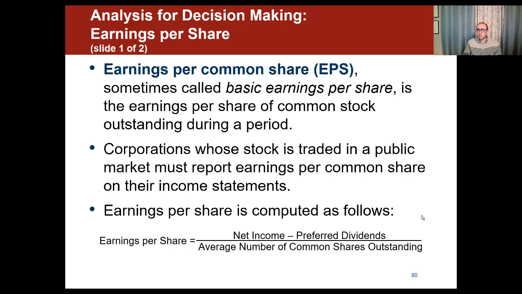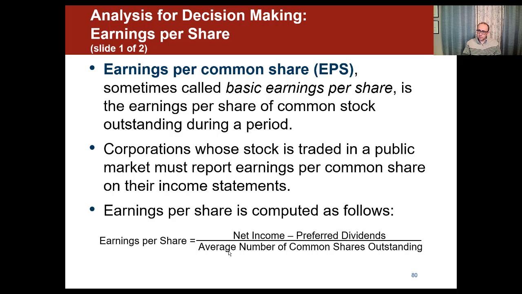Corporations whose stock is traded in a public market must report earnings per common share on their income statement. All these publicly traded companies usually have to report the earnings per share on the face of the income statement. And the calculation for it is very simple. You get the net income, you subtract the amount of preferred dividends that has been declared and paid to the preferred stockholders, and then you divide whatever you get by the average number of common shares outstanding. The word average means beginning plus ending divided by 2.